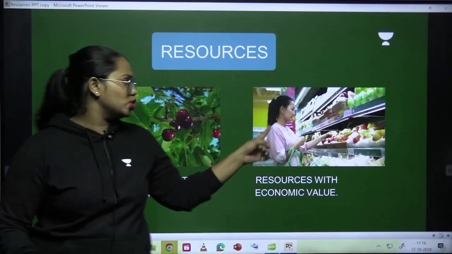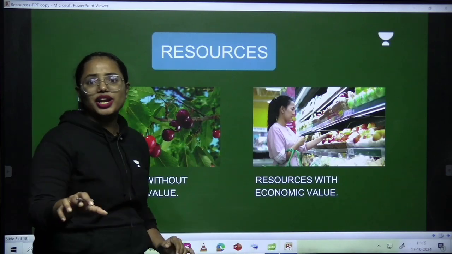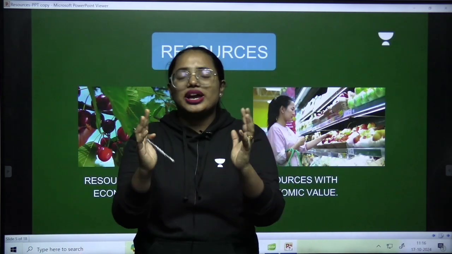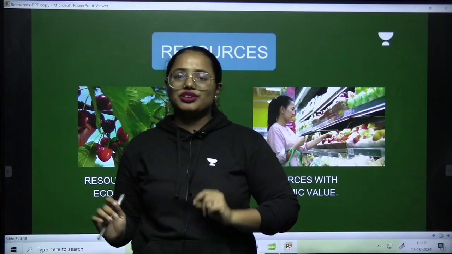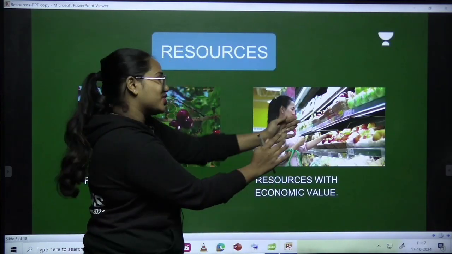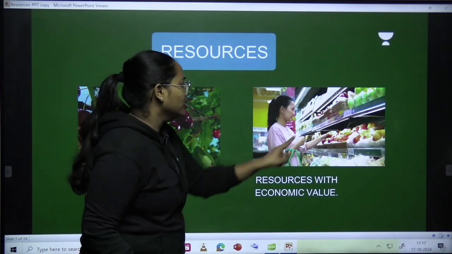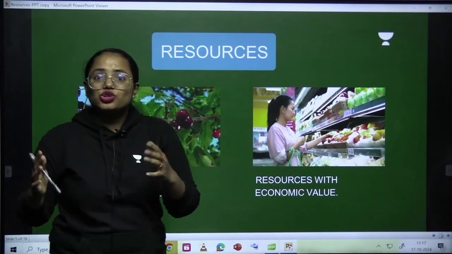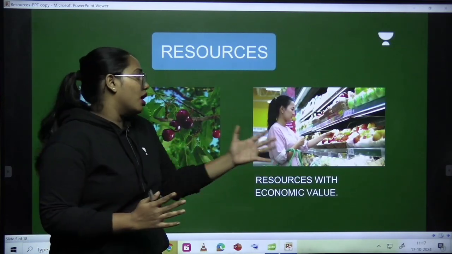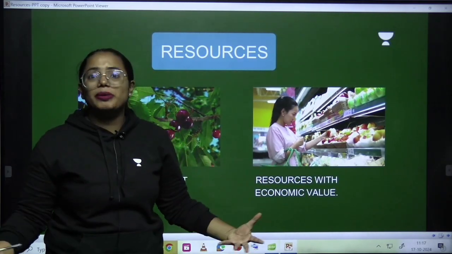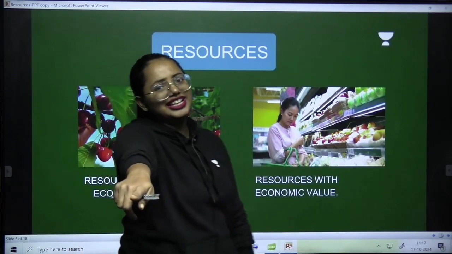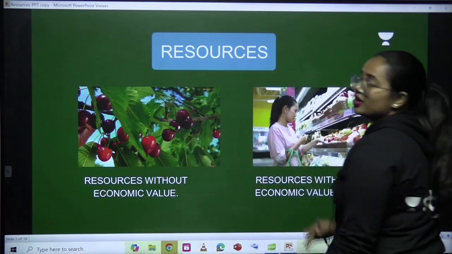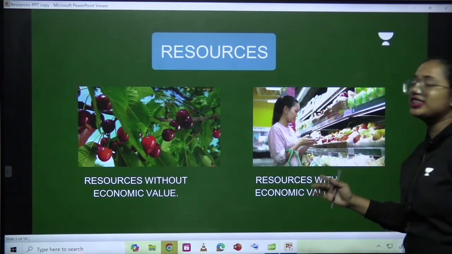But what about the next one? That's where you need to use your brain, right? Imagine if I pack all the red berries in a proper packet and get a patent for it, so that I can sell it in a shop like this. Then the people who buy this have to pay money to get these red berries. So this immediately becomes a resource with economic value, right? You got the point, right? Yes. So these are the basic differences between resources without economic value and resources with economic value.